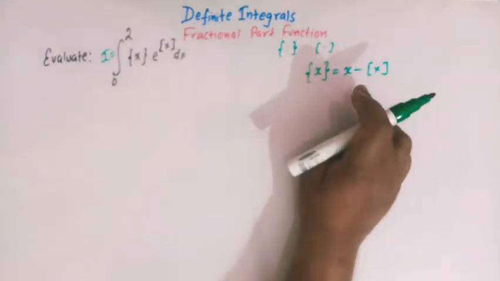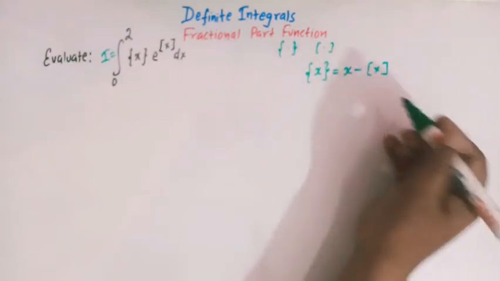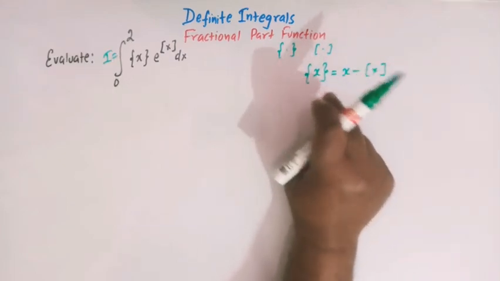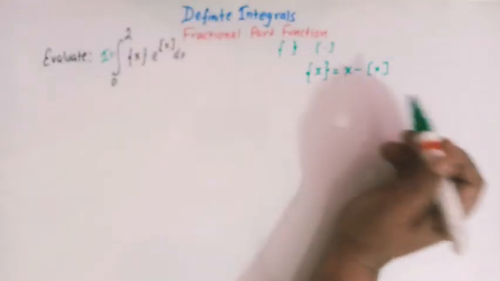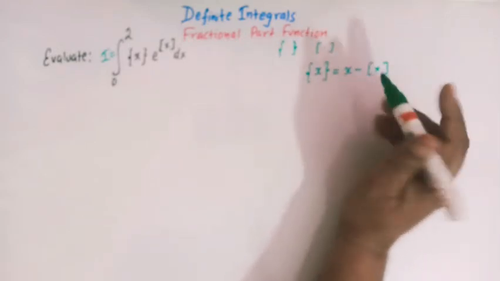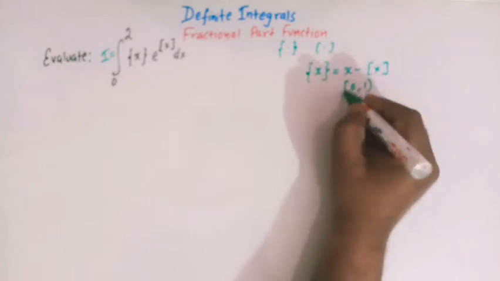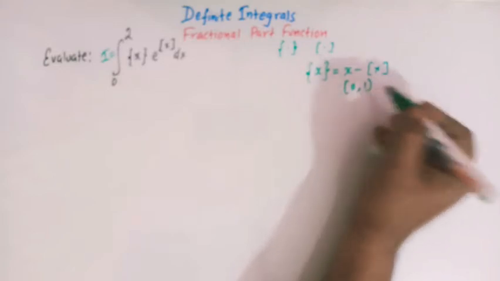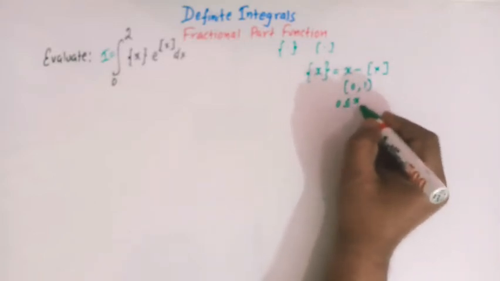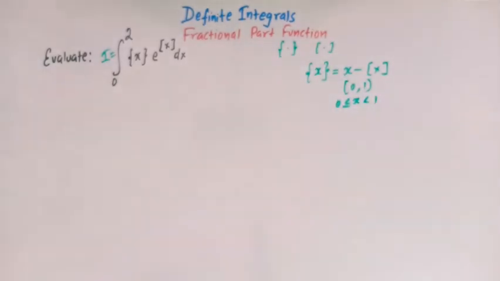This is the definition of the fractional part function, and we know that its domain is the set of real numbers, and its range is the interval from 0 to 1, which is half closed and half open. This can also be written as 0 less than or equal to the function value and less than 1. So this is the range of the fractional part function.